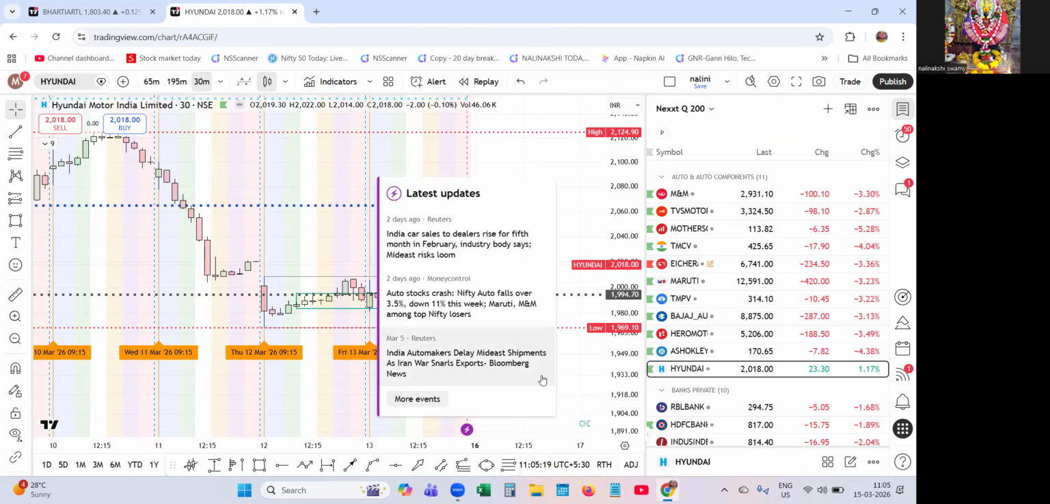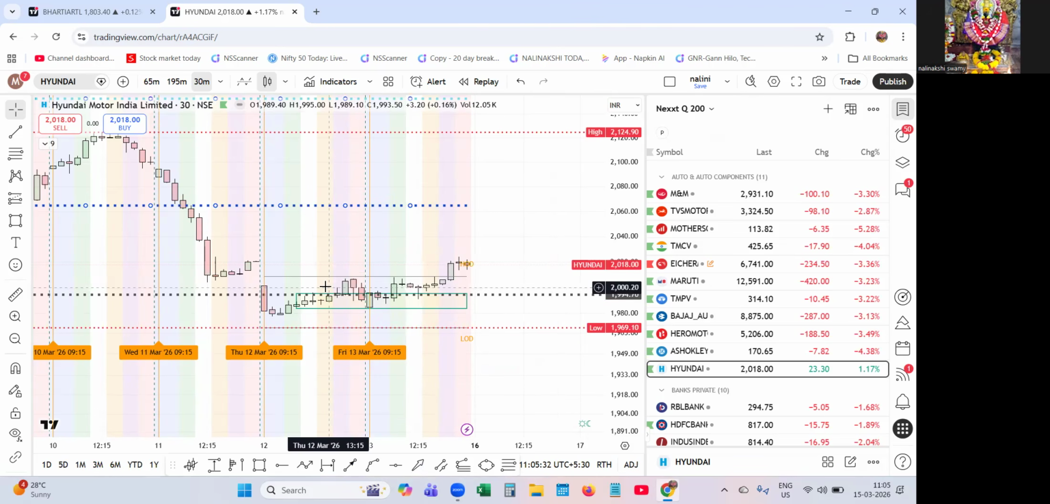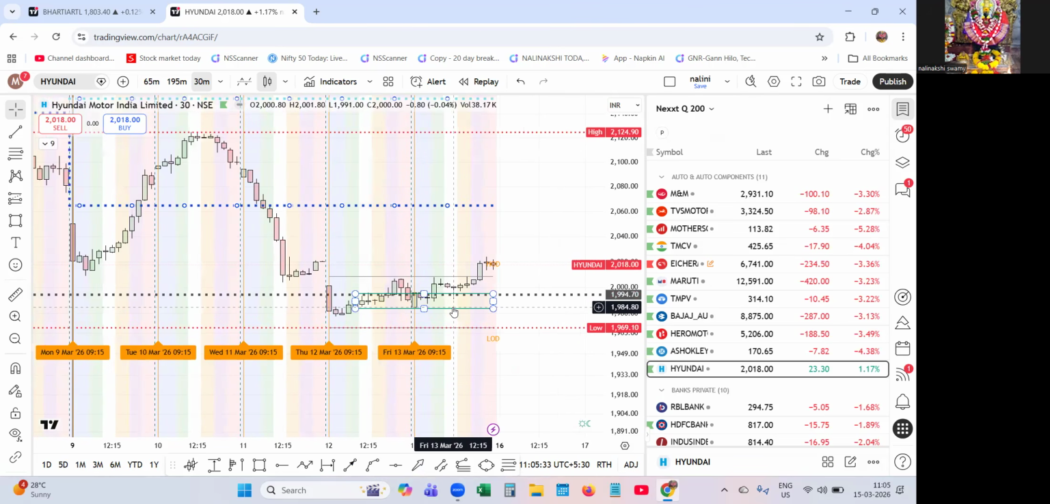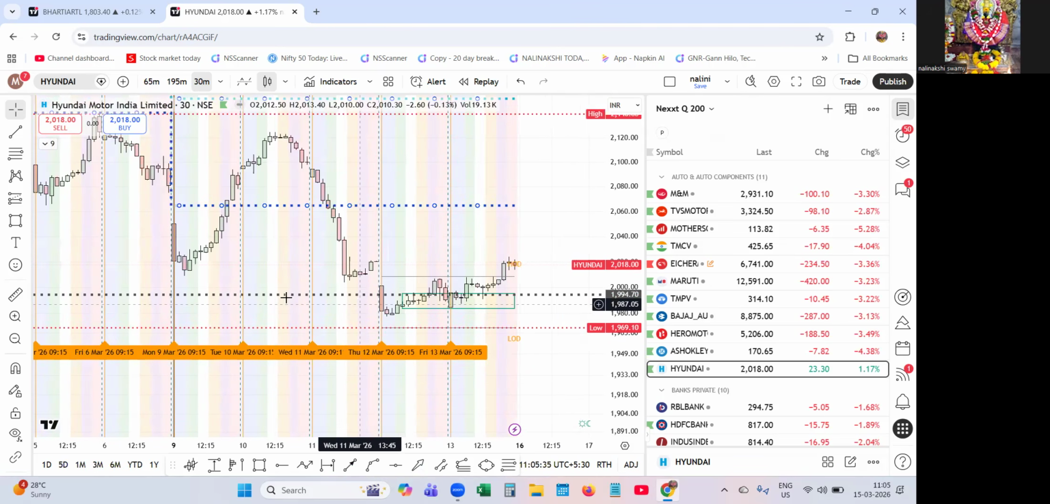Maybe there may be some India auto stocks crash. India's car sales rose for the fifth month in February. Industry body says Mid-East risks loom. So some news is there, but with the news, there was a deep drop down, then consolidation, and it is a breakout.